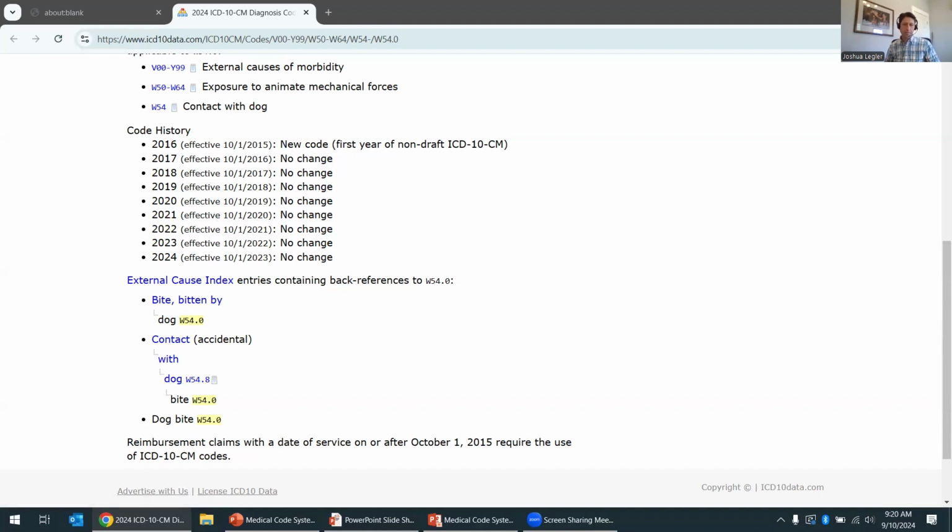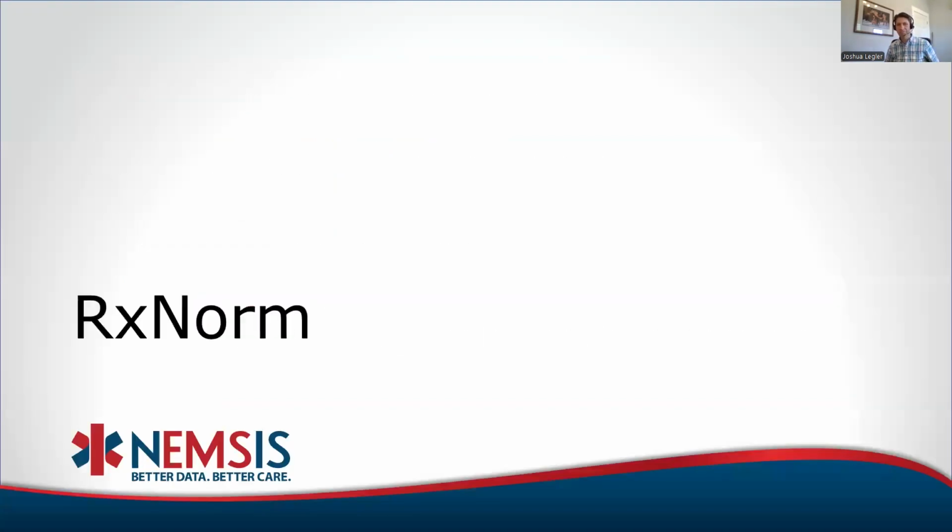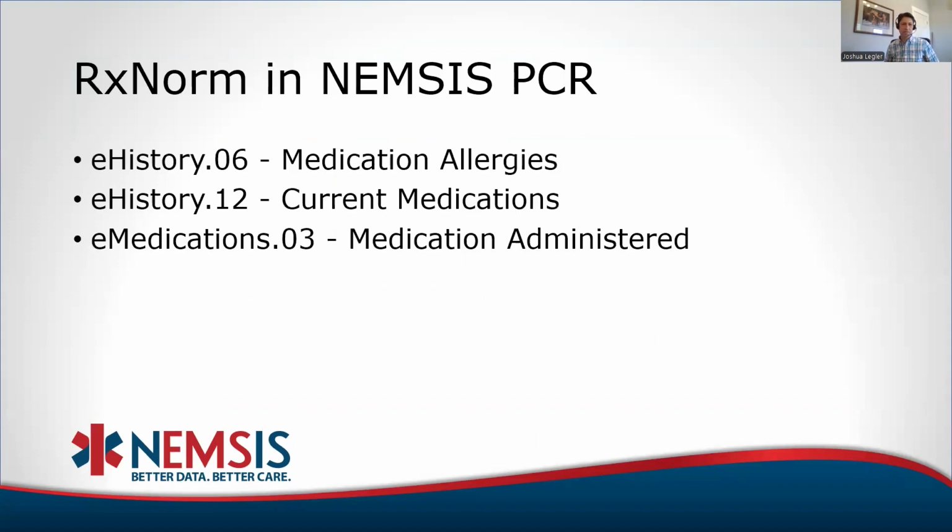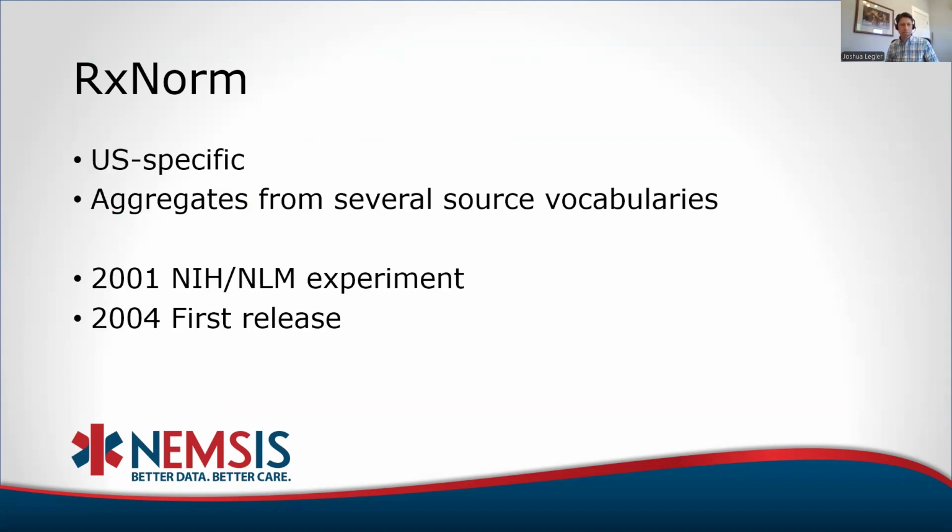All right, I'm going to move on to the next one, which is RxNorm. RxNorm is used in just 3 elements in a patient care report: medication allergies, current medications, and medications that were administered on the EMS call. RxNorm is US specific, so it's not an international standard. It aggregates from several source vocabularies. I'm going to show you that list in a second. Its history is not nearly as long as ICD. It goes back to the early 2000s, and the first public release of RxNorm was in 2004.